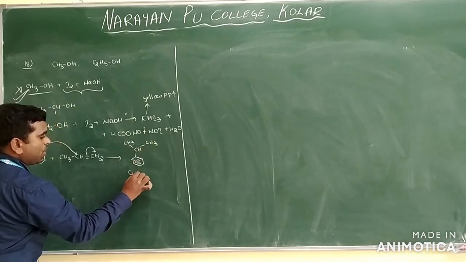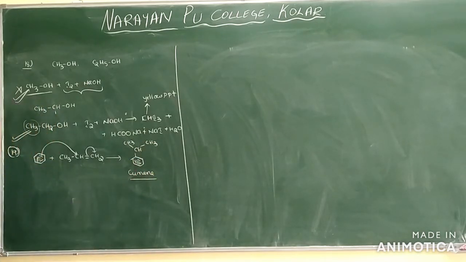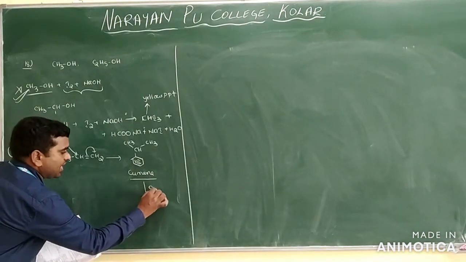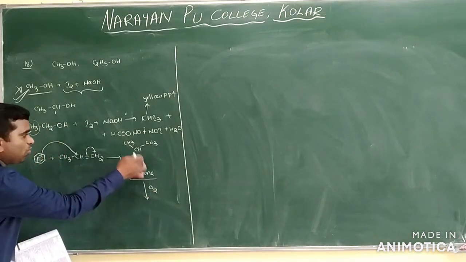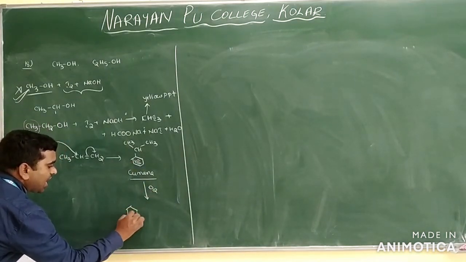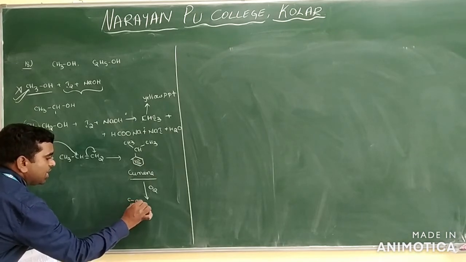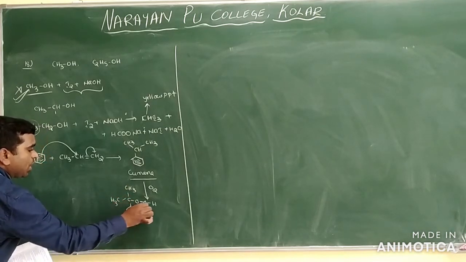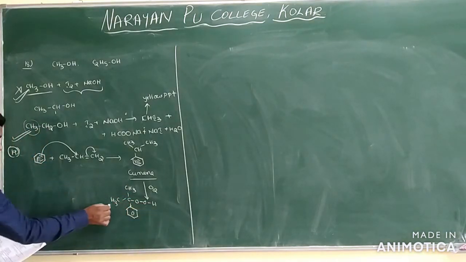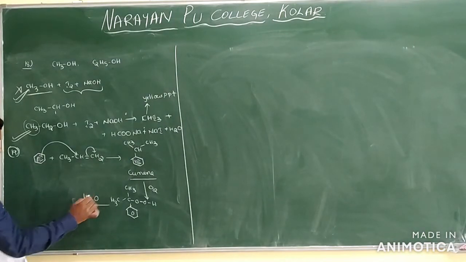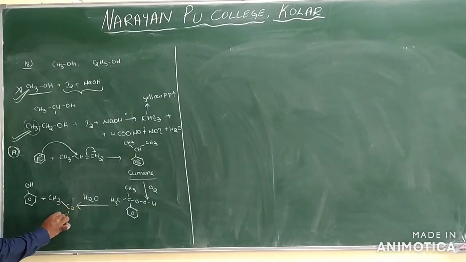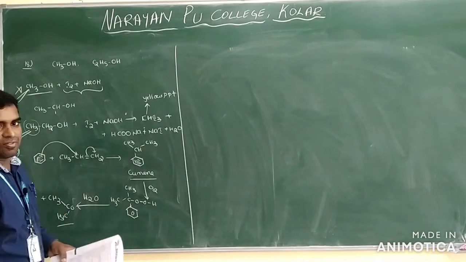What is the name of this compound? Cumene. Then it is treated with which one here? Oxygen. We have already discussed this: you will get aerial oxidation, giving cumene peroxide. Cumene peroxide, after hydrolysis, what product will we get? We will get phenol plus acetone, CH3COCH3. This is the preparation of phenol from cumene.